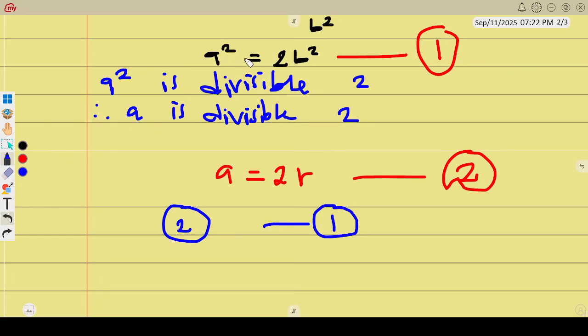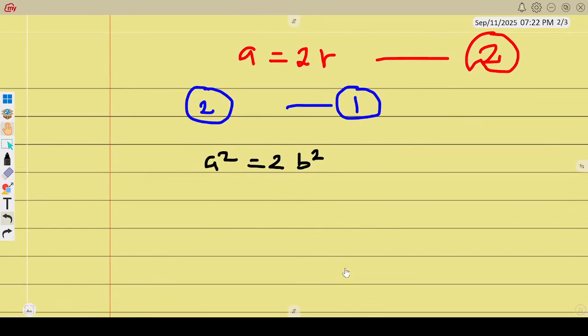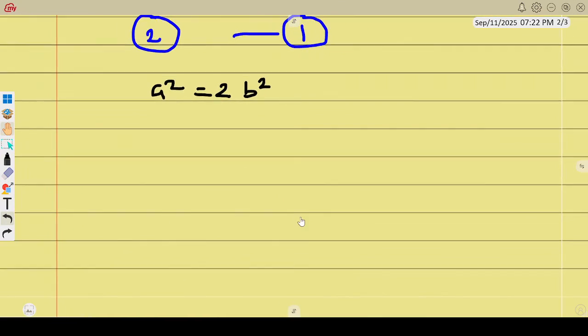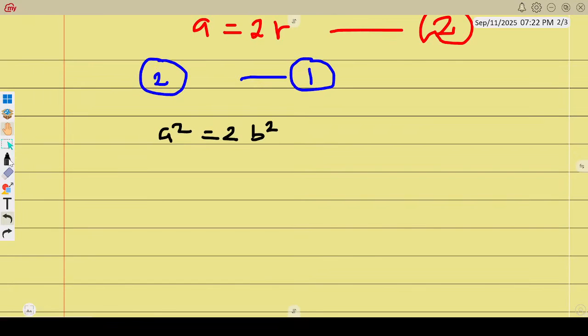So where is equation 2? It's that one on top which has a square. So you have A squared is equal to 2B squared. That was our equation 1. And then we substitute equation 2. Where there's A, we're putting 2R. So I'll put in 2R here, and this is equal to 2B squared.